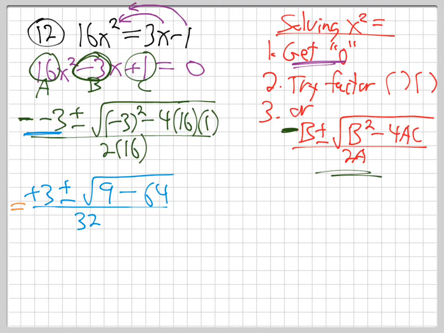And so that equals what? 3 plus or minus. Subtract those on your calculator. Is it 55? Yeah, minus 55 over 32. Are we good to there so far? Just 9 minus 64 is negative 55.